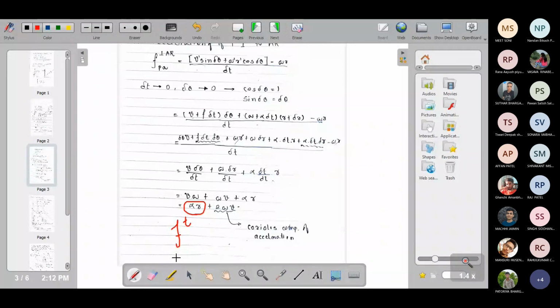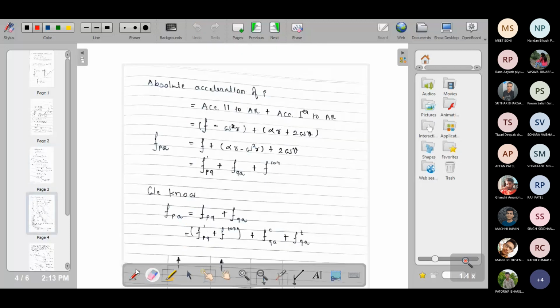This is the tangential component. What is the magnitude of the tangential component? Alpha into R, yes or no? Yes, sir. Plus 2 omega R. Now this component is the Coriolis component. This is what we are interested in. Omega is the angular velocity and V is the velocity of the slider. Now let me take you to the next page. This will make things clear.